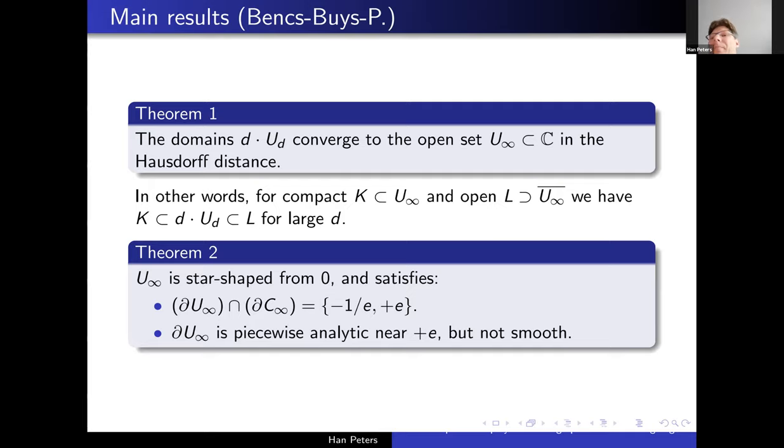And moreover, near the point plus e, which you could think of as the physical critical parameter, near that point, we can describe exactly what the boundary is. I haven't given you the formula, but let me just state that it's a piecewise analytic boundary, but it's not smooth at the point plus e. So it's very hard to describe these sets U_D, but in the limit, you can describe U infinity quite well. We understand very well what U infinity looks like. And the reason we can do that is because we get a rather nice transcendental semigroup, exponential semigroup.